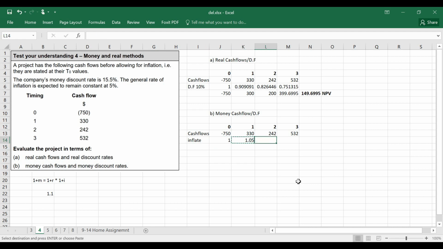and I am going to copy and paste it for the rest of the years, but here I will slightly change the power of its relevant year. Okay, so now I am going to multiply it with their relevant inflation rate. Fine, and I am copy and pasting this formula. So these are our inflated cash flows.